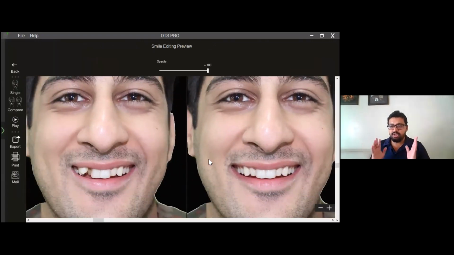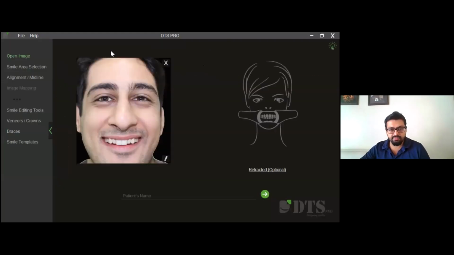So again, showing patients something which is possible on their own smile, and at the same time in a very quick way, really goes a long way ahead in patient decision making and case acceptance, is what I typically refer to, right? So this is one function of the software.